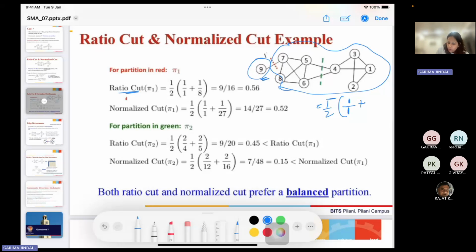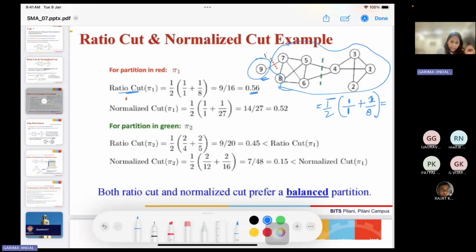Now we will do a summation. So now we will consider the other community that is formed. How many edges do we have to cut? That will be in the numerator, that is 1. And now how many nodes are there in this community? There are 8 nodes. So this will be the ratio cut for this particular partition. This value is 0.56. I hope the calculation is clear to everyone.